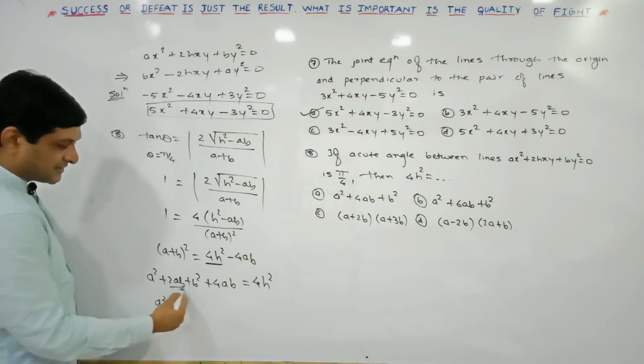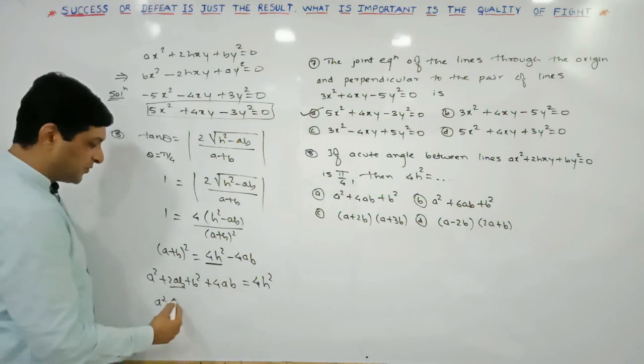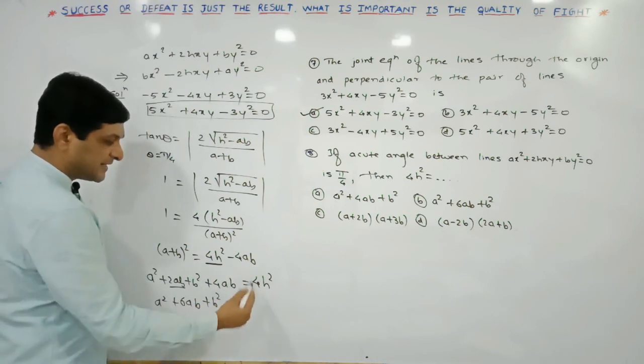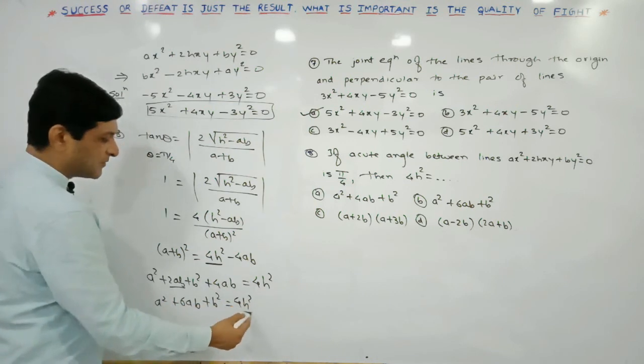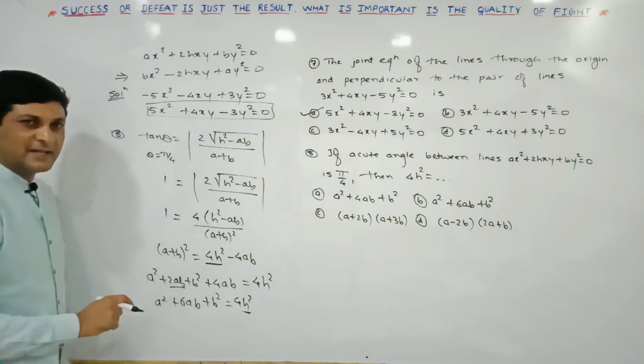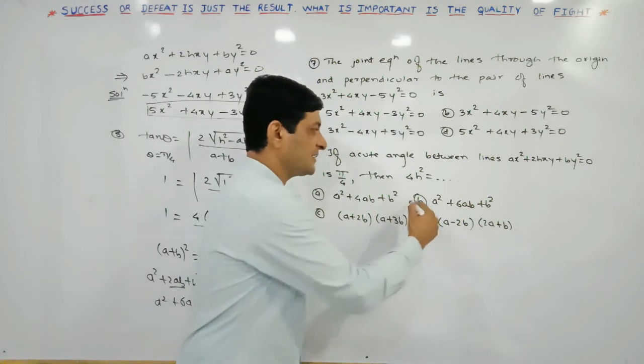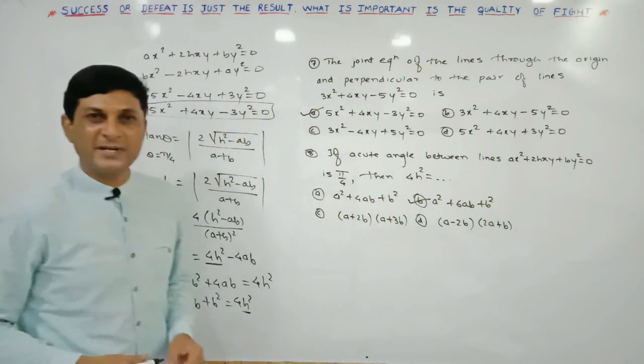a square. Collect the terms of ab: 2ab plus 4ab will be equal to 6ab, plus b square. On this side the remaining term is 4h square, and what is the value of 4h square? We are getting a square plus 6ab plus b square. A square plus 6ab plus b square. This is our required solution.